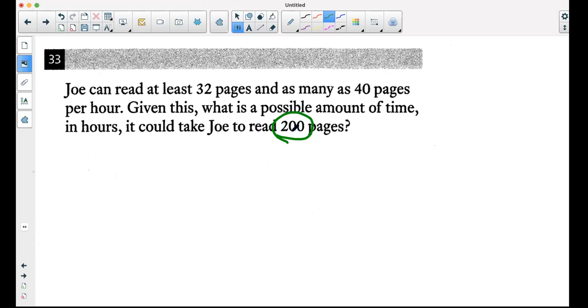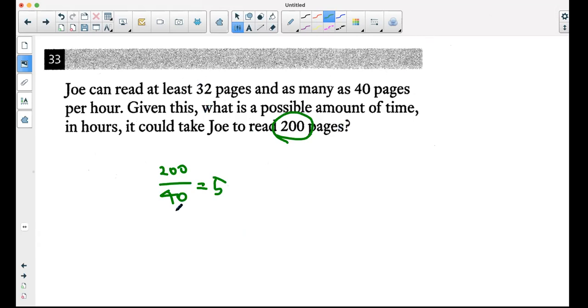So then, what are we looking at here, guys? At most, what we're going to be doing is 200 pages and then divide that by what? 40 pages, isn't it? Then 200 divided by 40. That will get us the minimum amount of time, isn't it? So what do we end up getting, guys? Oh, that's equal to 5.